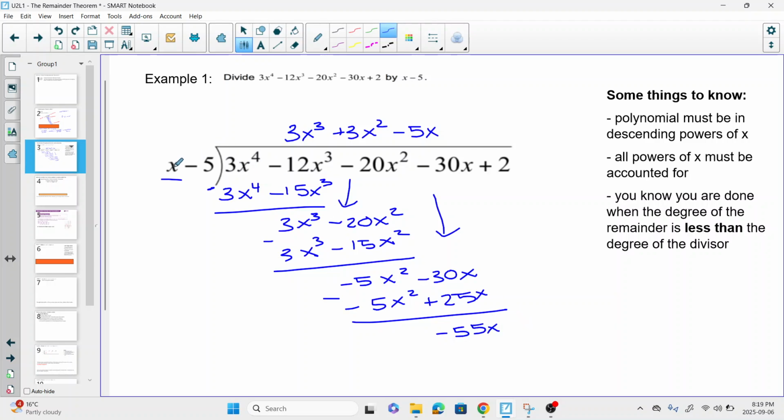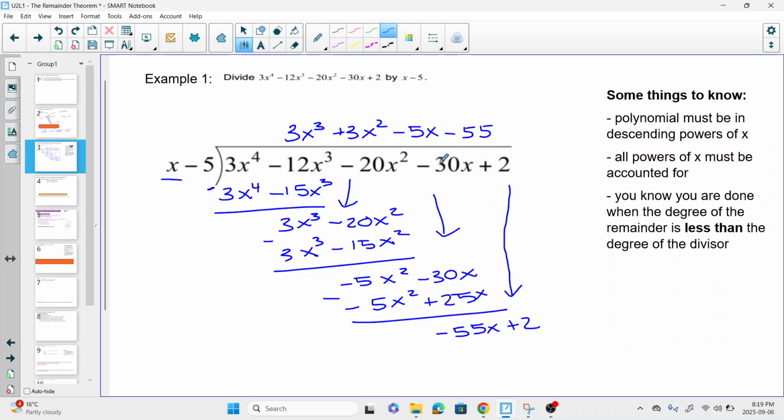Okay, so now I have to figure out what do I need to multiply x by to get negative 55x? Well, I'd have to multiply by negative 55. Negative 55 times x. Oh, sorry, I forgot to bring down my 2. Whoop. Bring down my plus 2.